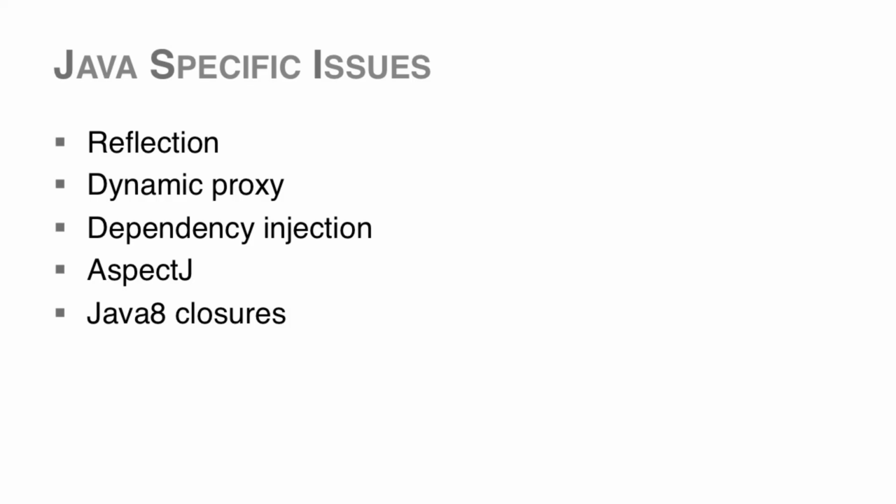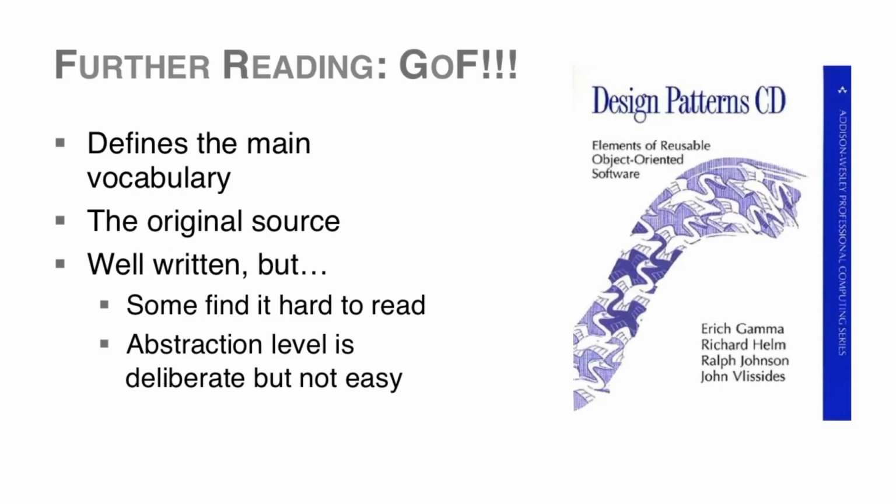So there are a set of very specific Java implementations that you want to take advantage of when you implement some of these patterns. The main source for the reading should be the Gang of Four book, the book called Design Patterns, Elements of Reusable Object-Oriented Software, as depicted on the right-hand side. And I would recommend to learn all the patterns in that book. It defines the main vocabulary used in design, and it's the original source. Now, some people find the book extremely abstract and hard to read. I think what you need to do is to break it up and study one pattern at a time, but I'll come back to that later in this section.